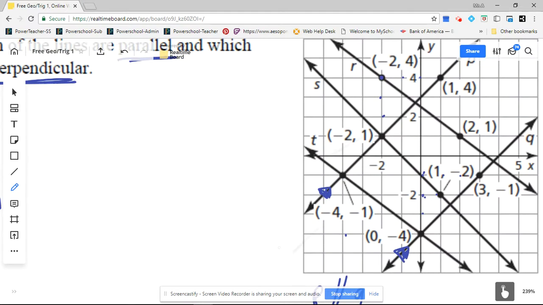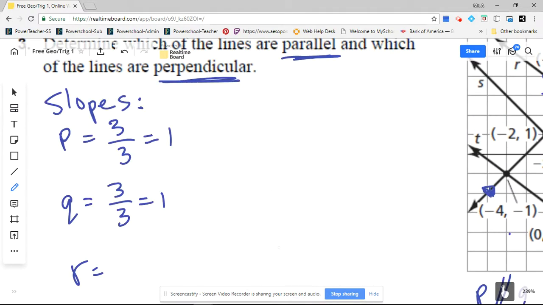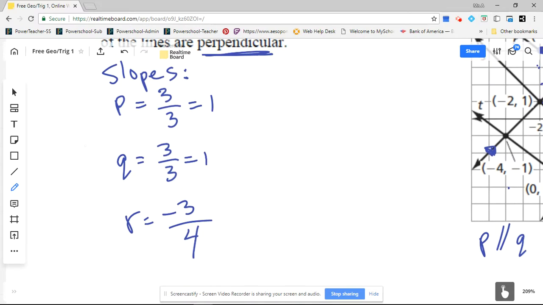Find 2 points on line R. There's one up here, and there's one down here. 1, 2, 3 down, 1, 2, 3, 4 across. So 3 down is a negative 3, 4 to the right is a positive 4. That is not related at all to a 1. It's not opposite reciprocal. It's not the same. So P and R would just intersect. They wouldn't make any special angles or anything.